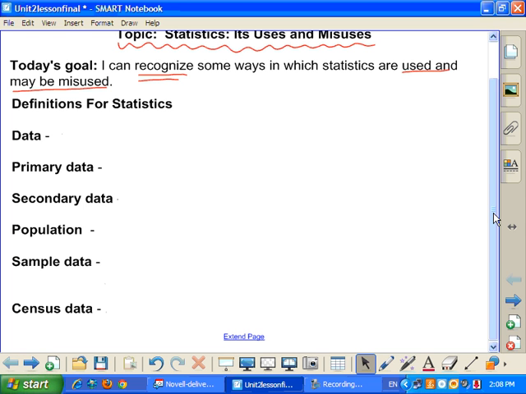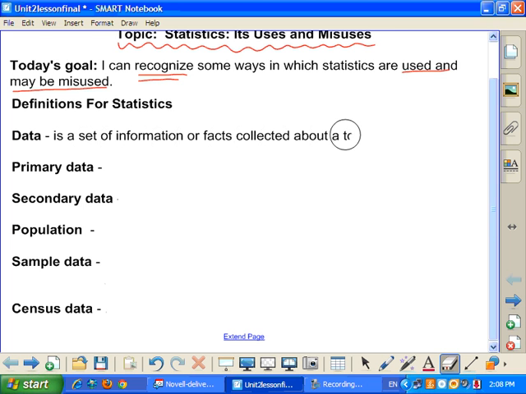So definitions, and these are so that we're all talking about the same thing, so we're increasing your vocab with regard to math. First definition I'm looking at is data. So what is data? Well, data is a set of information or facts collected about a topic. So it could be numeric data, it could be about all the ages of people in the classroom, could be how many sisters they have. So data is information or facts that we collect.